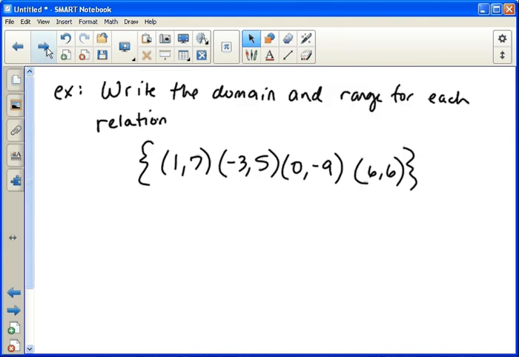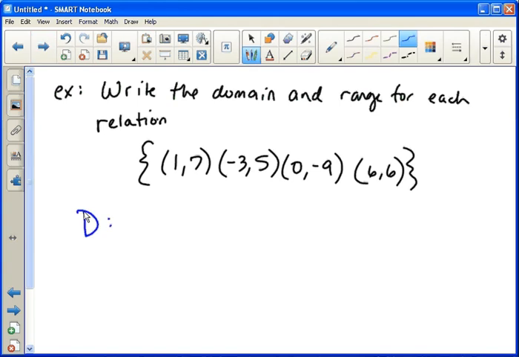Okay, so here's one way you might have to identify the domain and range. They may give you a list of points or a list of ordered pairs and ask you to identify the domain and the range. So we put the domain, and typically we want to put them in order. It's not vital that you do that, but it's a good practice.